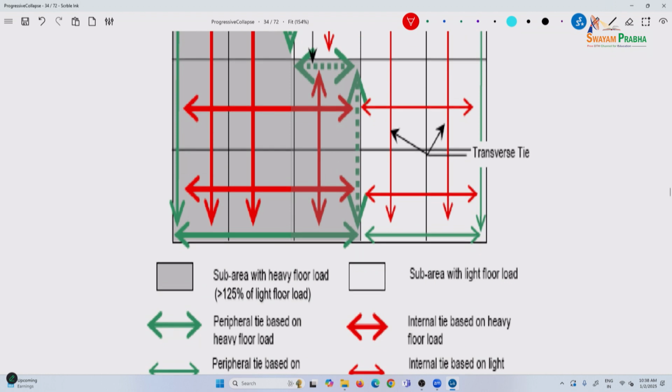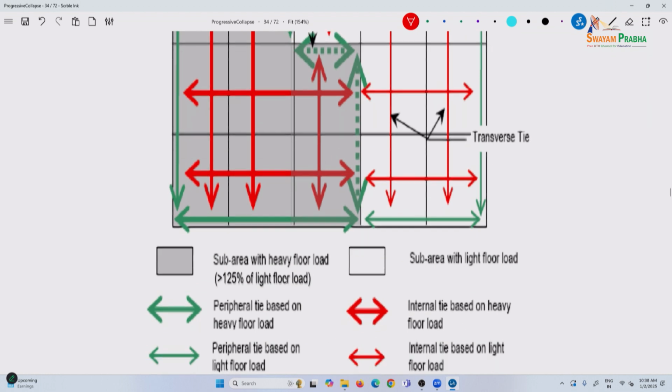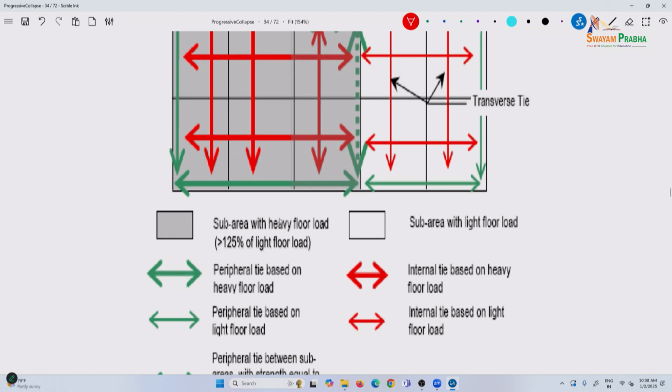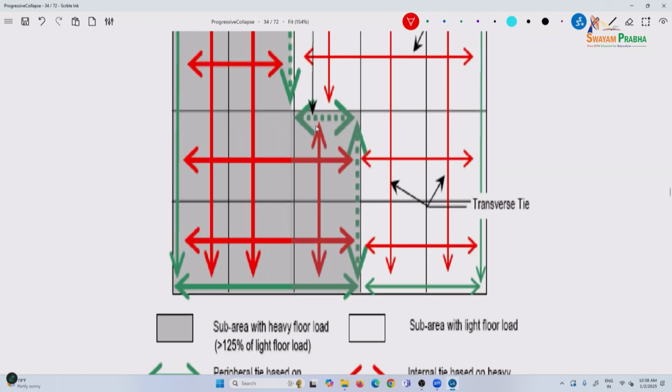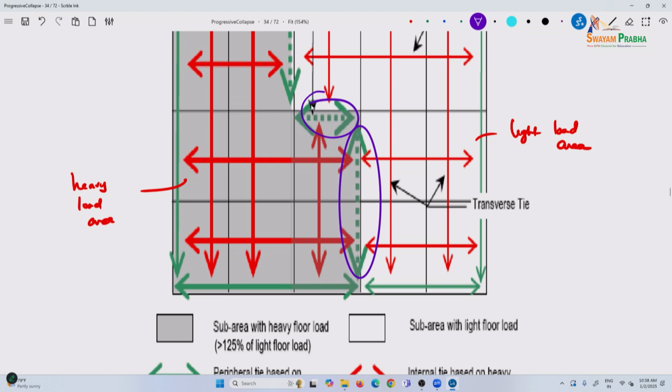So here if you see sub areas with heavy, these are all different types of loading. This is an area with heavy loading. So if you have areas with heavy loading, this is a heavy load area, this is a light load area. Then what it says here is you are providing a tie at the periphery here too.